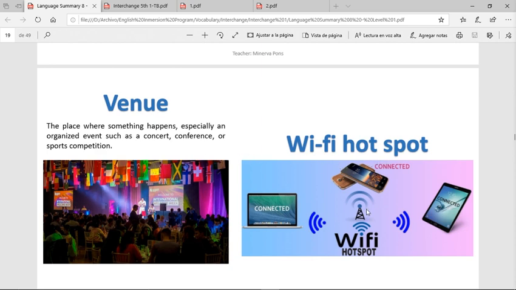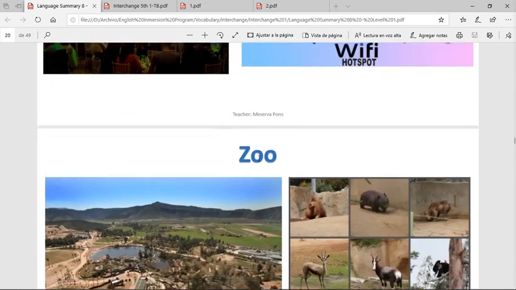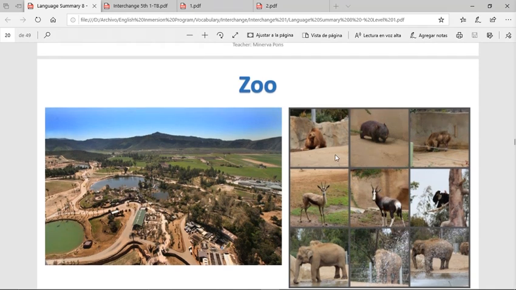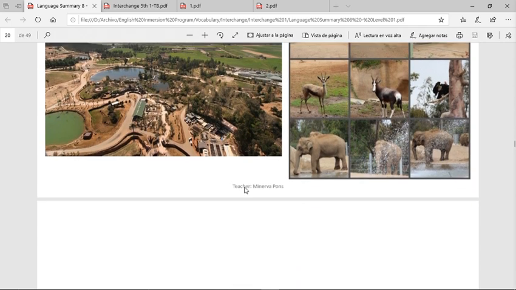Wi-Fi hotspot. It's a specific place that can give Wi-Fi. It's an antenna that can give Wi-Fi to multiple devices. That's a Wi-Fi hotspot. That's why on your cell phone you can activate the hotspot, and then your cell phone becomes the Wi-Fi hotspot for other people. The zoo. This is the zoo. This is the place where they keep different types of animals in different places, accommodated for them, so people can go there and watch them.